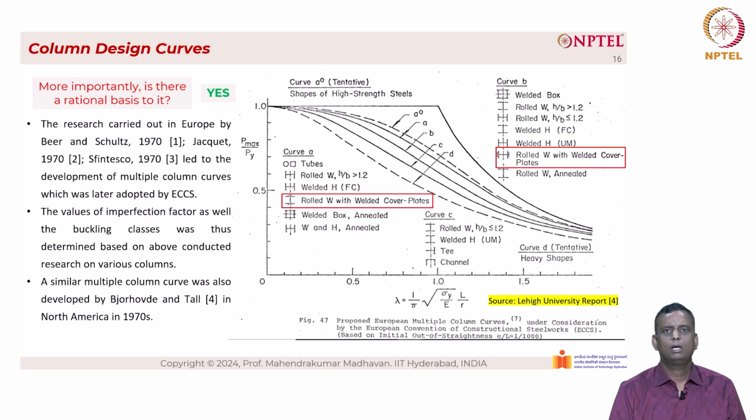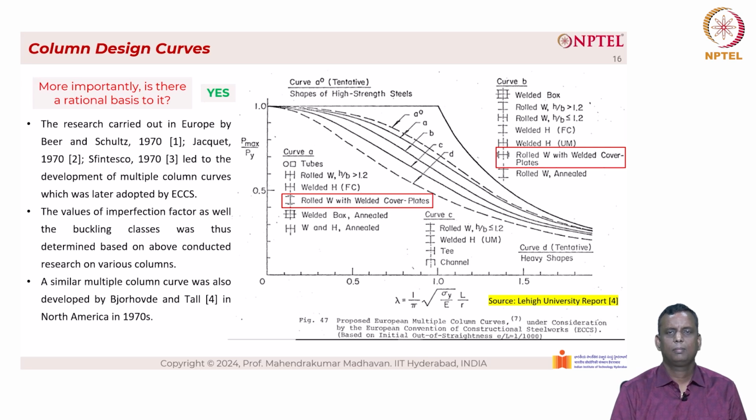Now let's look at rolled W with welded cover plates that are present in curve A, and then rolled W with welded cover plates that are present in curve B. Both of them are the same, except that in curve A it is bent about minor axis, whereas in curve B it is bent about major axis. It may seem strange why something that is bent about minor axis finds a place in curve A compared to the one that is subjected to major axis.